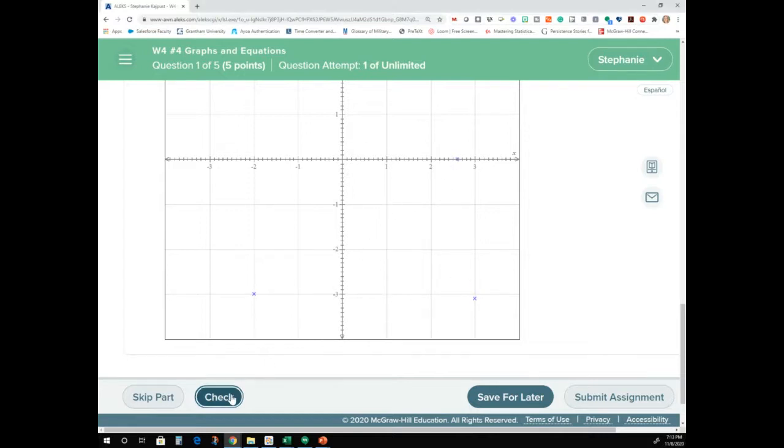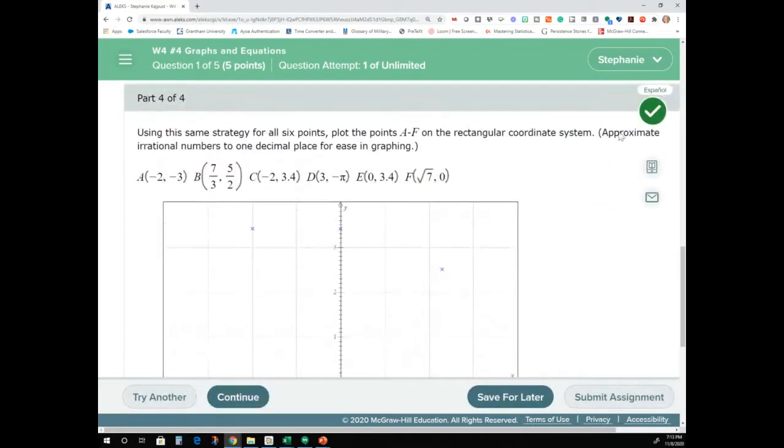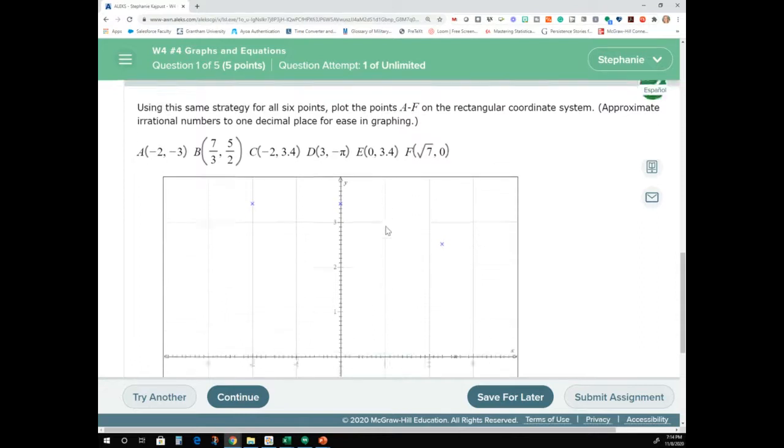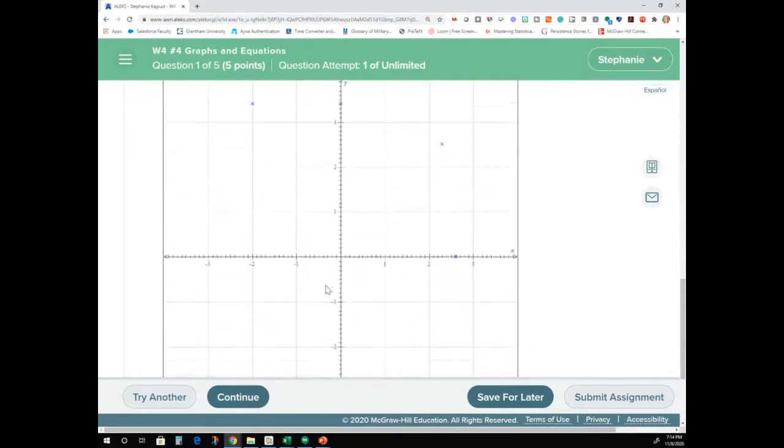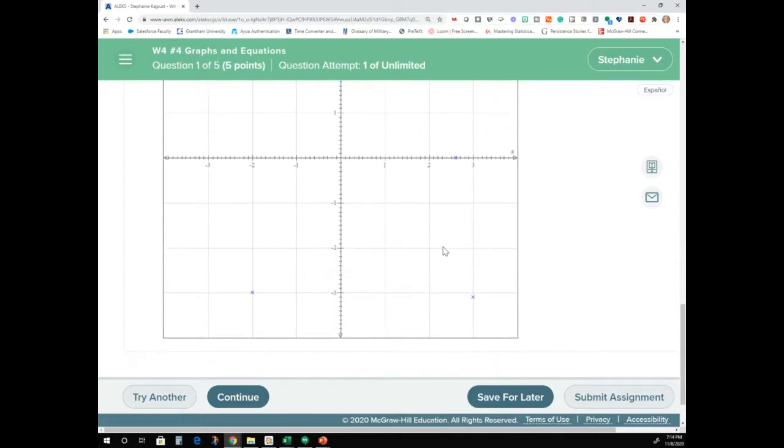And now I'm going to check my answer. And there we go. And note they do have this note here, approximate irrational numbers to one decimal place for ease in graphing. To warn you that you're going to have to round to one decimal place so that you can graph these. So that's how you plot points. And that's how you do it in Alex. So now I'm going to go back.